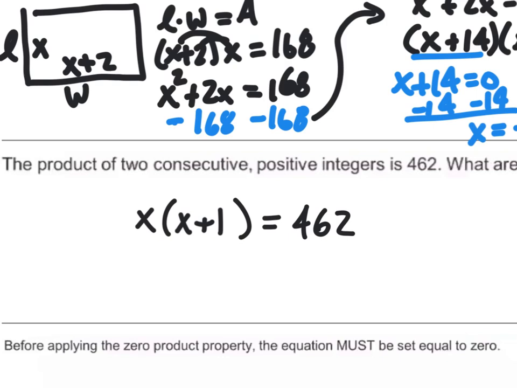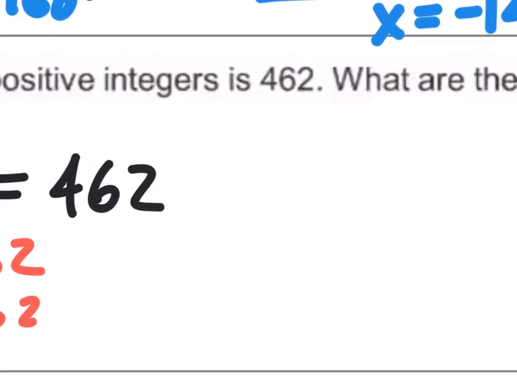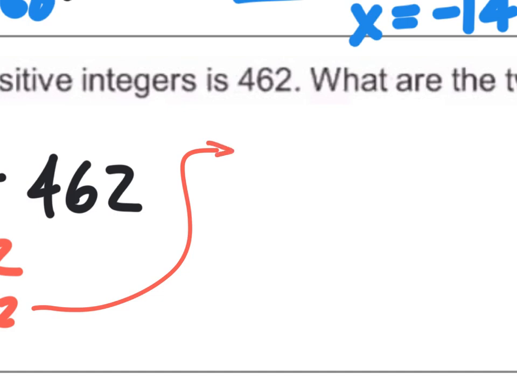This is a problem that's pretty common on the ACT or SAT, so this is a good one to know. So what I'm going to do is distribute my x. So I get x squared plus x, and that's equal to 462. I'm going to subtract 462 on both sides. I'm going to zoom in here so I've got some room. What I end up getting is x squared plus x minus 462 set equal to 0. Now I need to factor this. I need to find two numbers that multiply to 462 but add to positive 1. So let me figure that out for just a second.